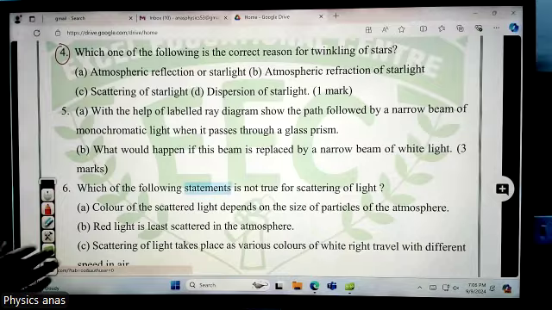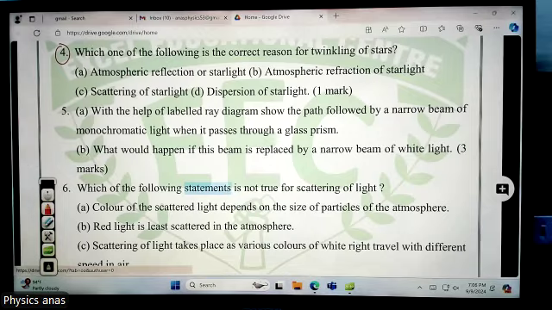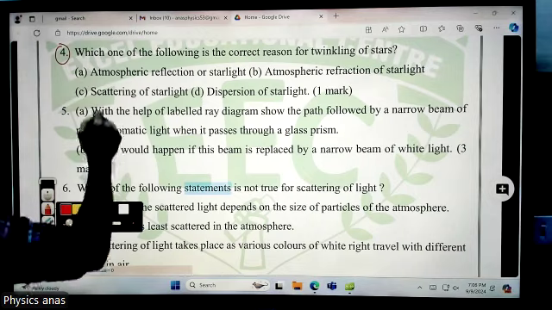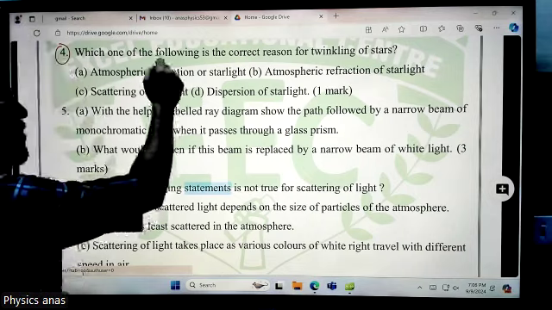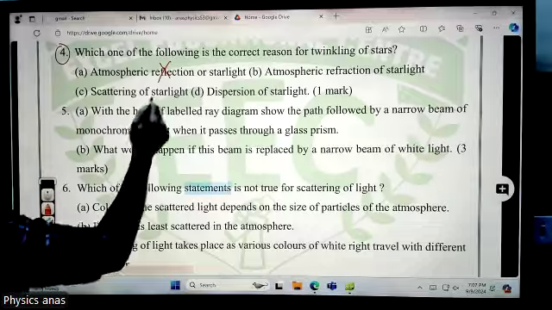Ishana, can you help me with this one? Which of the following is the correct reason for twinkling of stars? Yes, that's the answer, right? Atmospheric reflection. No, not reflection. And the scattering of starlight.